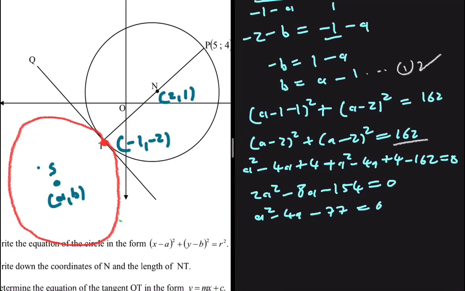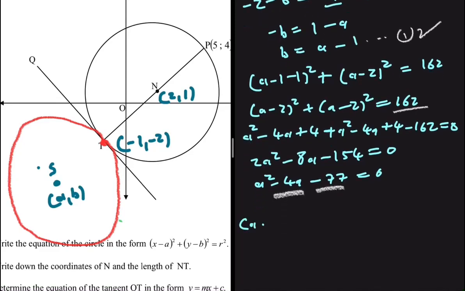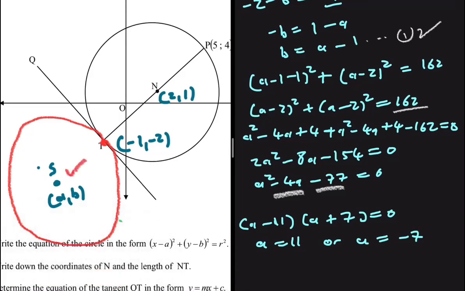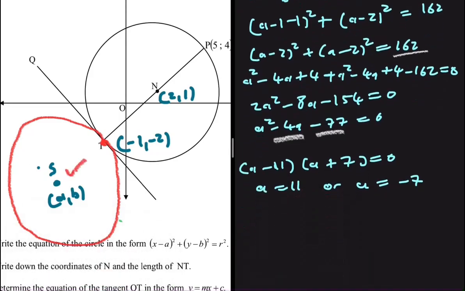Which two numbers do we multiply and get minus 77, but when we add them, we get minus 4? That is minus 11 and positive 7. So a minus 11 multiplied by a plus 7 should be equal to 0. A is equal to 11, or a is equal to minus 7. So we need to pick a value that makes sense. You can see that s is in the third quadrant, so the value must be negative. So a cannot be equal to 11, it is equal to minus 7.